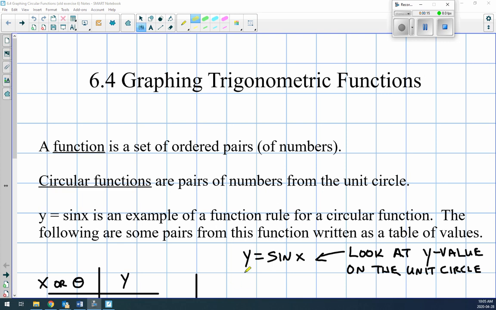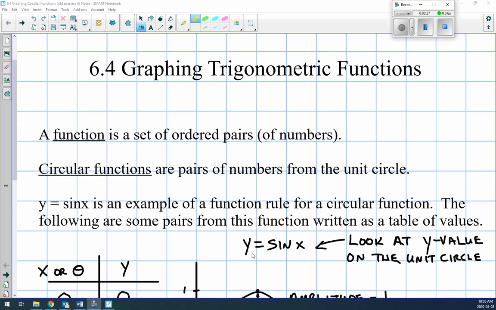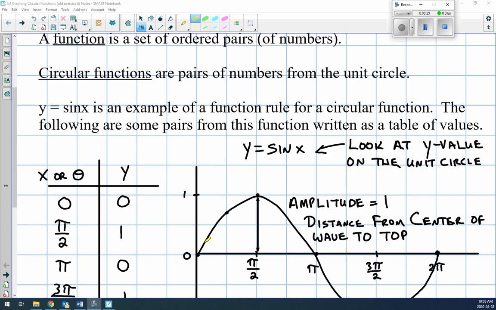A function, again, is a set of ordered pairs, so x and y values. Circular functions are pairs of numbers from the unit circle. Whenever we're talking about the unit circle, which we covered in the last lessons, what we're going to do now is take those points and put them on a graph. So y equals sine x is an example of a basic function.